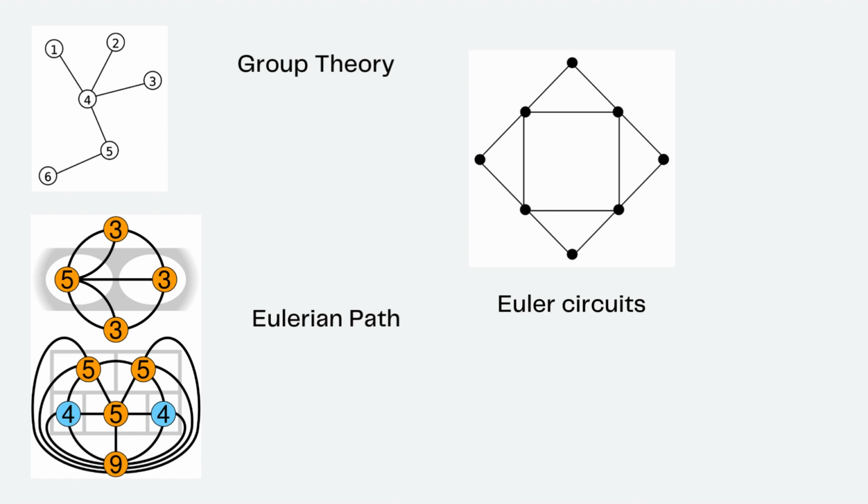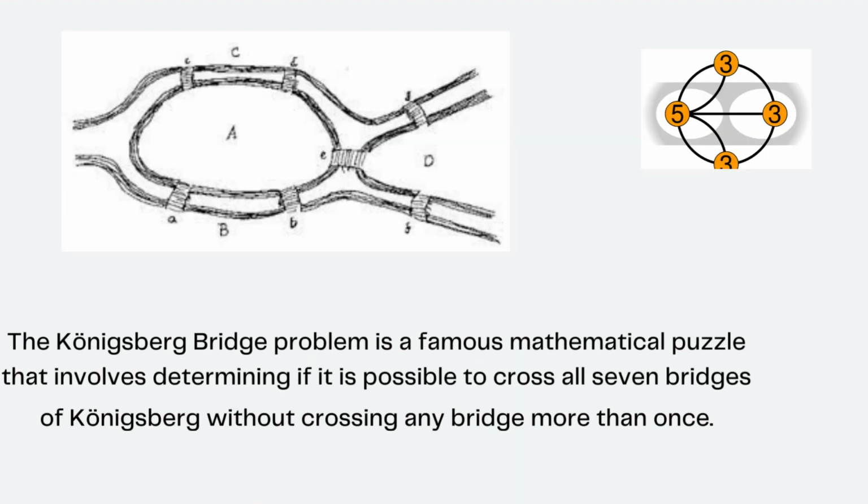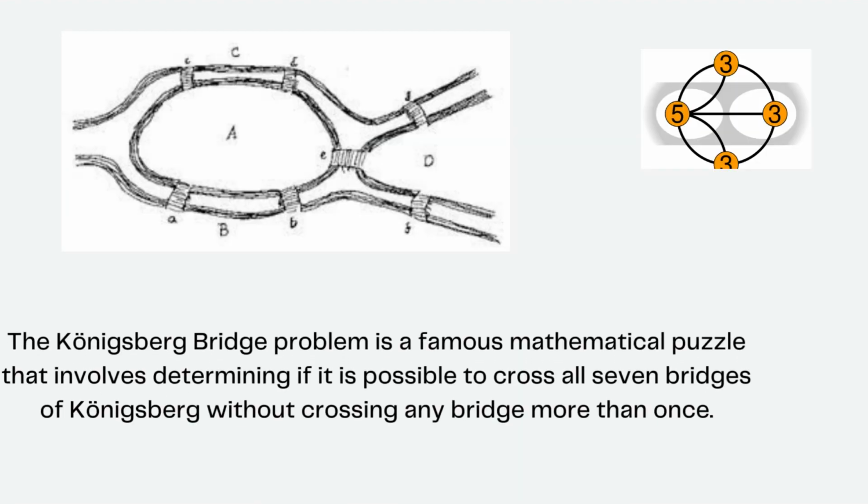Euler is considered the founder of graph theory, a branch of mathematics that deals with the study of graphs and networks. He introduced the concept of Eulerian paths and circuits, and Euler's formula relating the number of vertices, edges, and faces in a polyhedron. One of Euler's famous contributions to graph theory is his solution to the problem known as the 7 bridges of Königsberg. The problem involved determining whether it was possible to walk through the city of Königsberg, Prussia, crossing each of its 7 bridges only once and returning to the starting point. Euler's solution laid the foundation for graph theory.